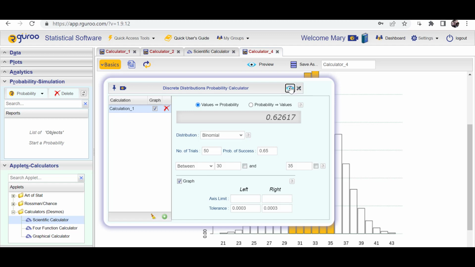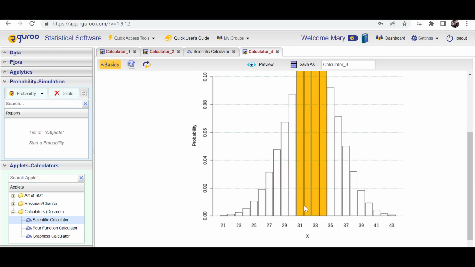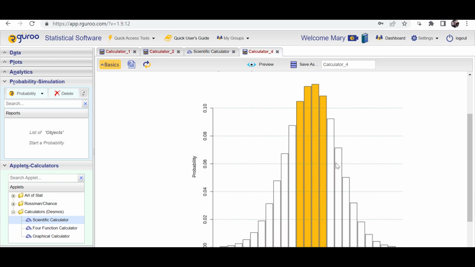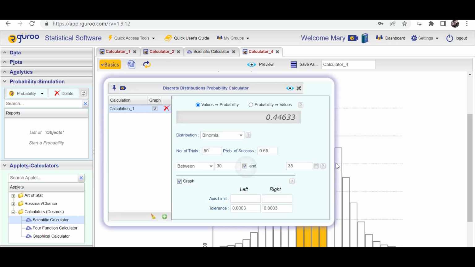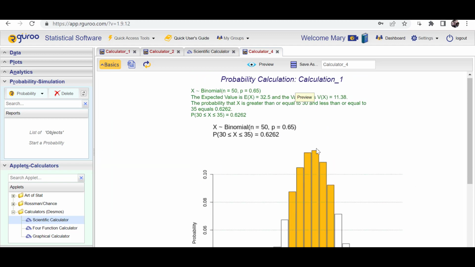Let me just show you. 31 to 34. Yeah, this is 31, 32, 33, 34 shaded, but I wanted them included, so I'm going to go back and check them. So they are included, and now the probability is 0.6262. So really fancy what the Rgruoo can do.